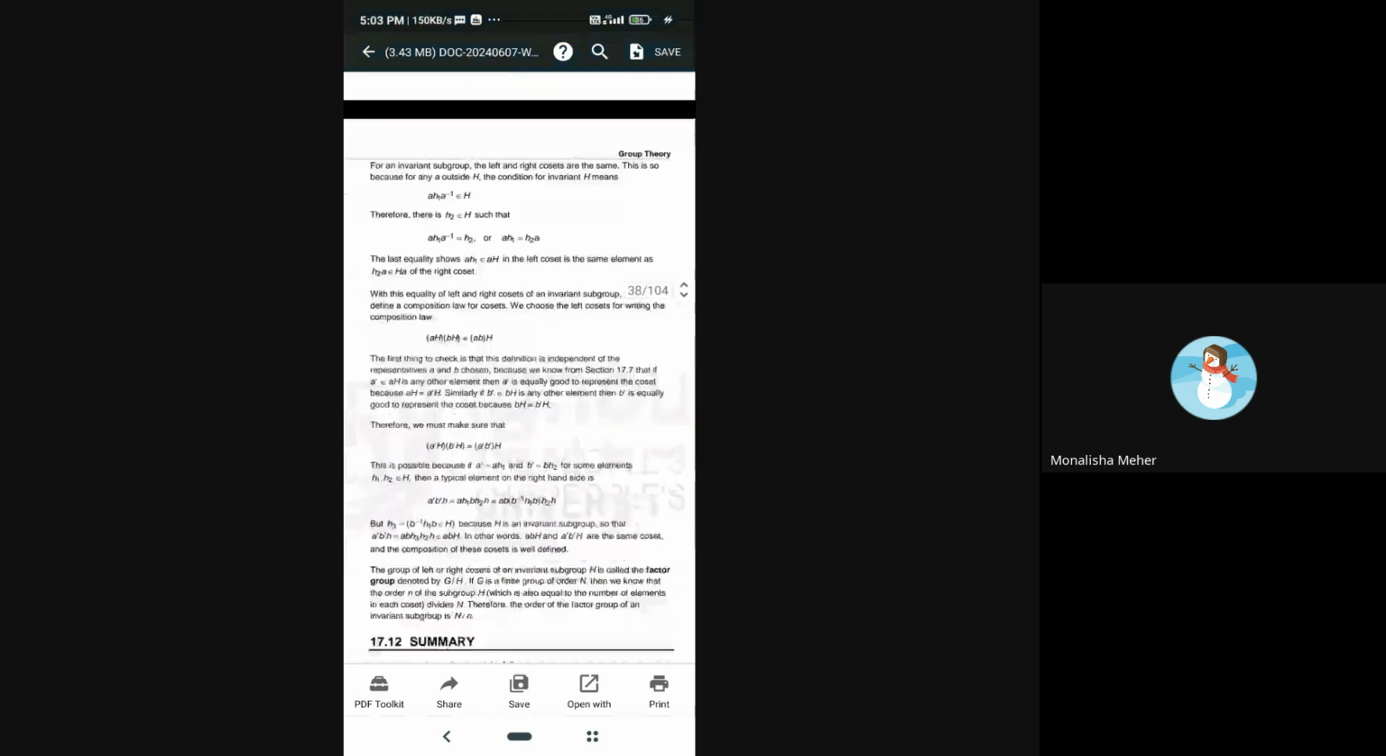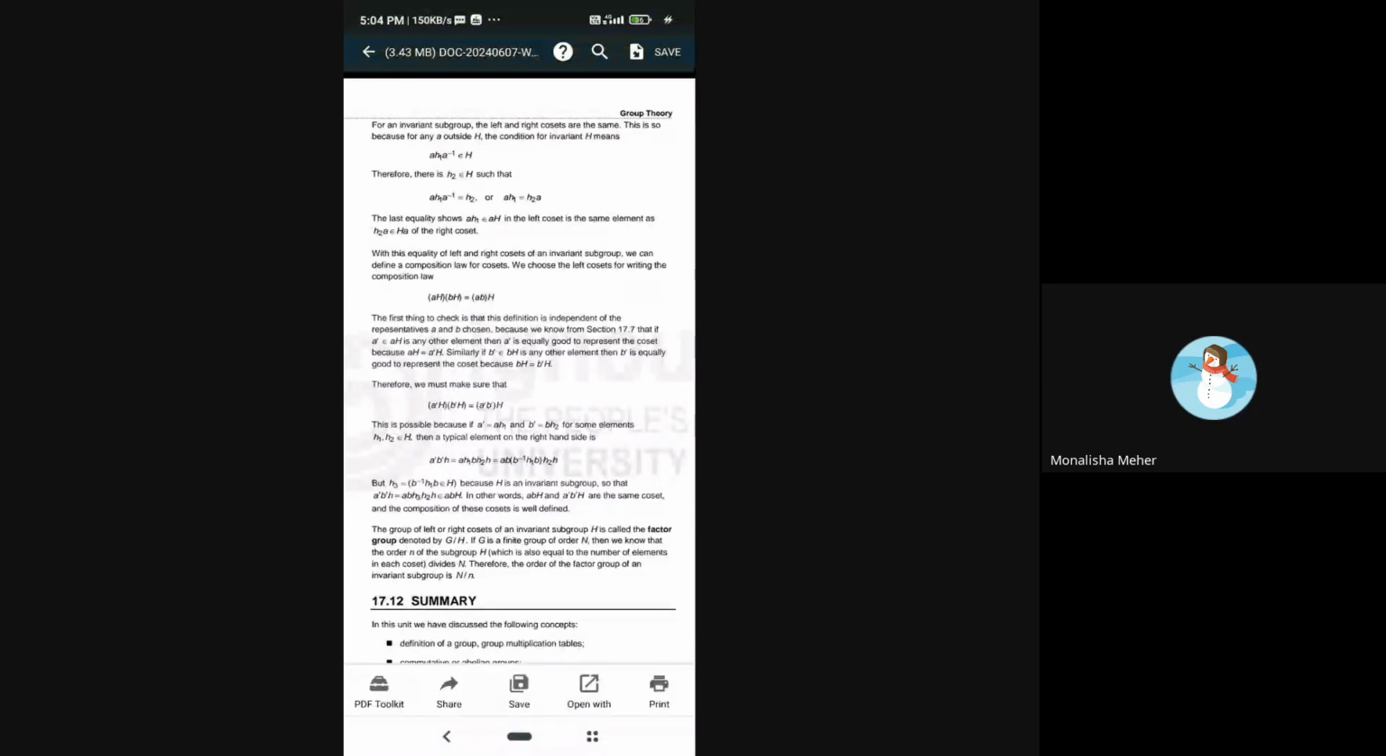With this equality of left and right cosets of an invariant subgroup, we can define a composition law for cosets. We choose the left cosets for writing the composition law: AH times BH is equal to ABH. The first thing to check is that this definition is independent of the representatives A and B chosen, because we know that if A dash belongs to AH is any other element, then A dash is equally good to represent the coset because AH is equal to A dash H.